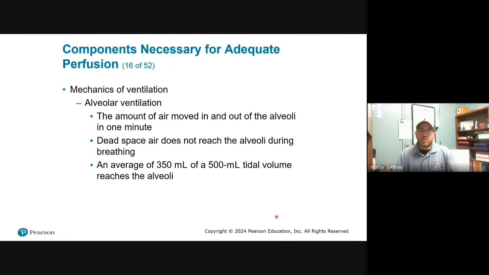Remember that the only place that we're actually getting oxygen across is at the alveoli. Everything else is just pretty much dead space. So all the bronchioles going up, trachea, nasopharynx, oropharynx, it's all dead space. The average amount is about 250 cc's or mLs, while the total tidal volume is about 500 mLs.